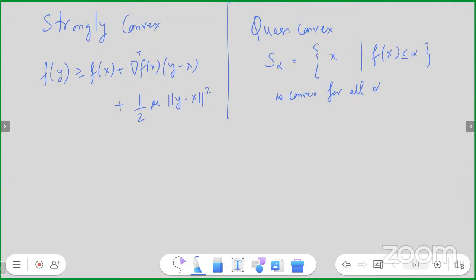And what property did we show? That it's if and only if we showed something. g of x equal to f of x minus half mu times x squared. If this function g is convex, then function f is strongly convex.